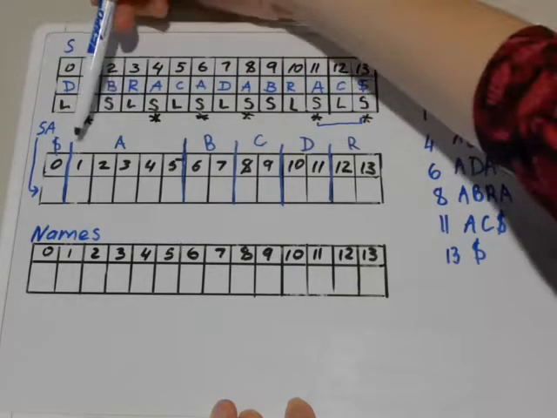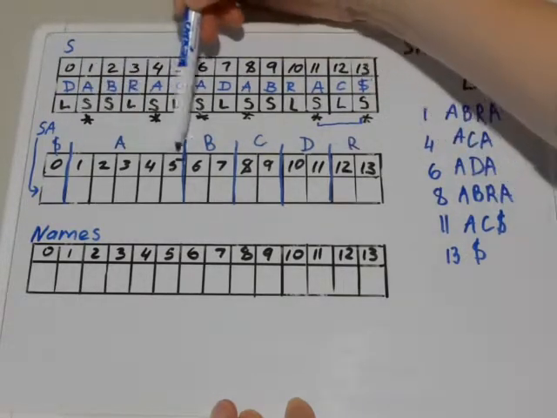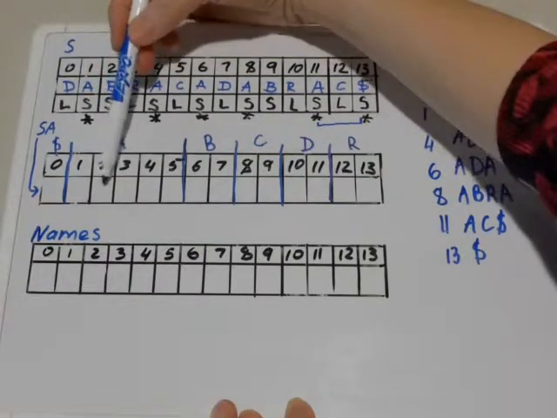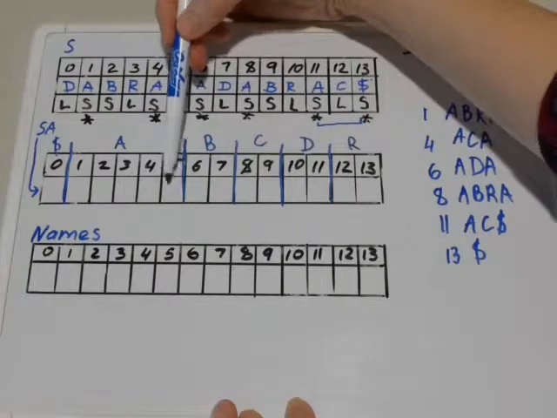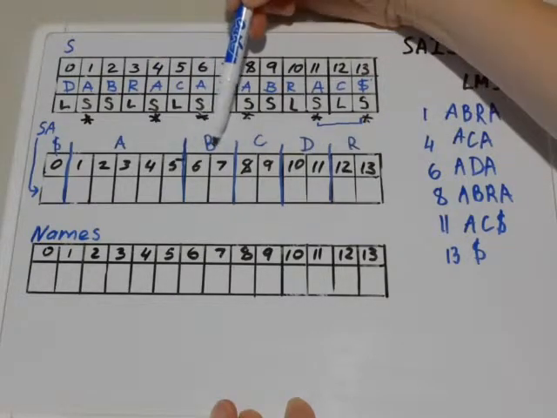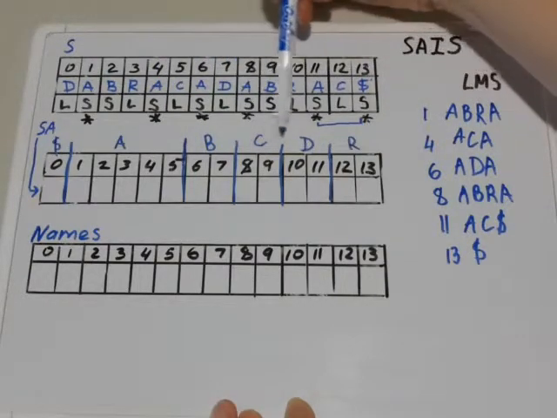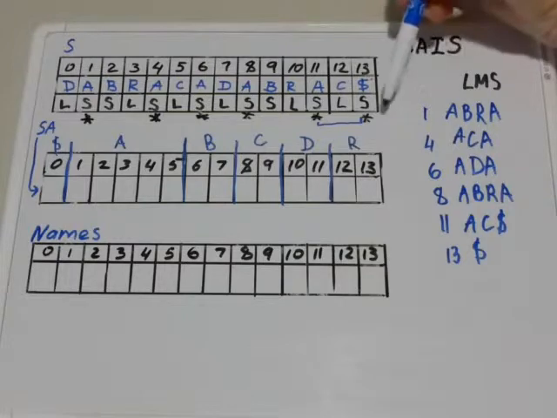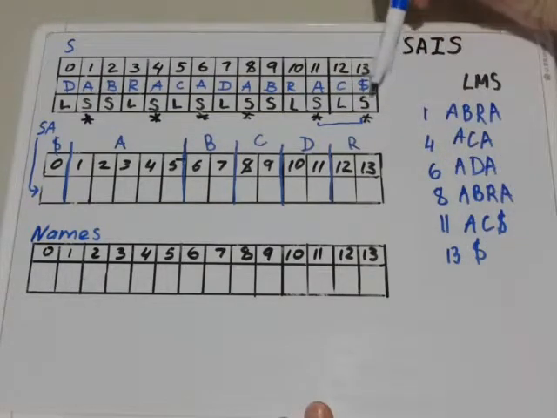All suffixes that start with A will be sorted alphabetically in consecutive rows, so their starting positions will occur in consecutive spots in the suffix array. The same is true of suffixes that start with B, C, D, and R. So we subdivided the suffix array into buckets, and now we're ready to put LMS starting positions into the ends of the corresponding buckets while scanning from right to left.